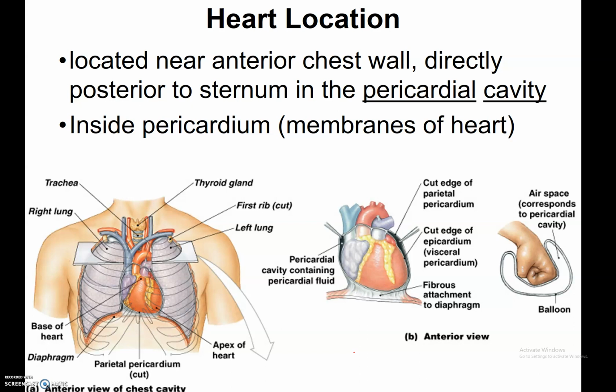Where is it located? It's located anterior to the chest wall, okay, directly posterior to the sternum. So remember the sternum, that bone down the center, the midline of the body. And the heart lives inside of the pericardial cavity. Now, we talked about cavities very early on in the semester. The pericardial cavity is basically a space, an airspace that has tissues around it. And it's kind of like if you punched in a balloon.